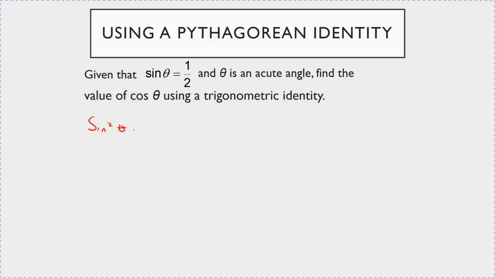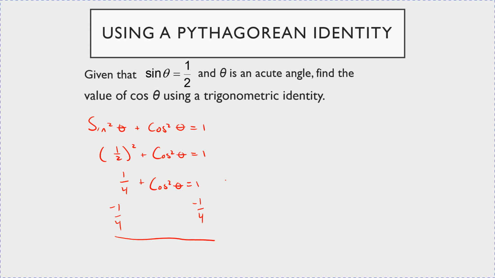So sine squared of theta plus cosine squared of theta has to be equal to 1. Well, we know sine is equal to 1/2. So this is 1/2 squared plus cosine squared of theta is equal to 1. Well, 1/2 squared is 1/4, plus cosine squared of theta is equal to 1. So you're going to subtract the 1/4 over. Those cancel. So I have cosine squared of theta equals 1 minus 1/4, which gets me 3/4.